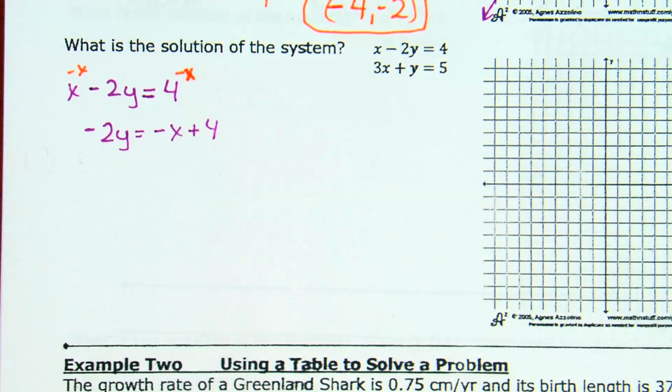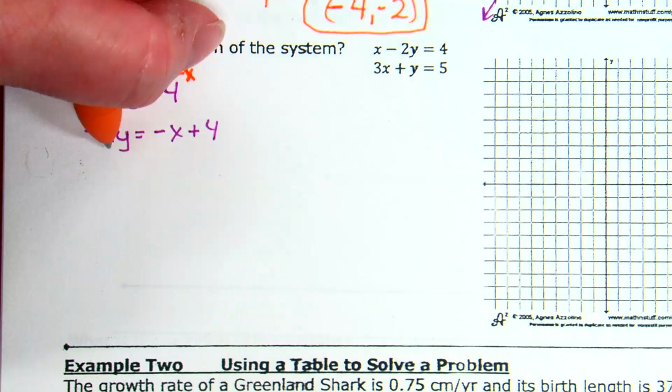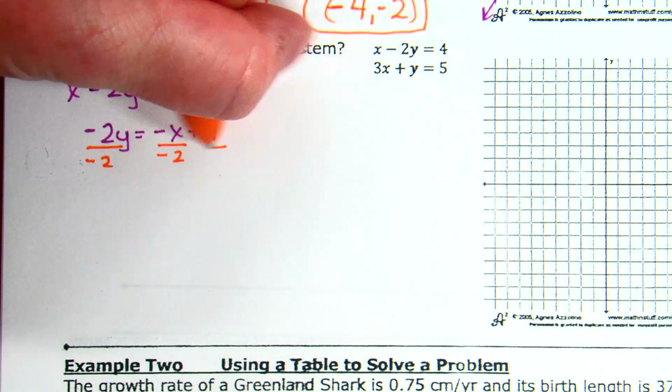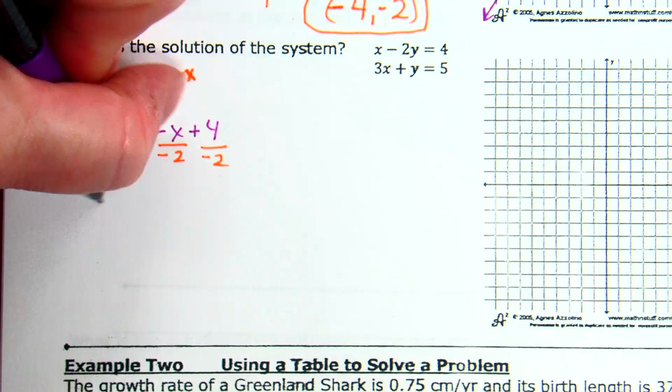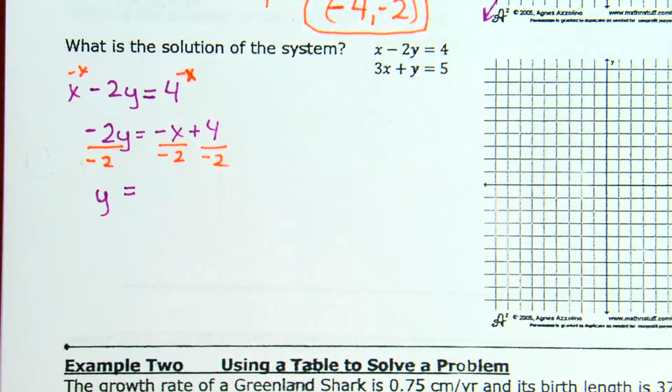Now am I ready to graph? No. y is not by itself, so if it's negative 2 times y, divide by negative 2. Negative 2y divided by negative 2. The negative 2's cancel. y equals, what is a negative divided by a negative? A positive. And then, can we agree with 1/2?